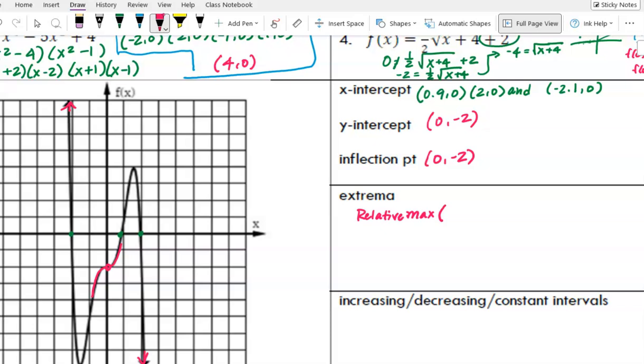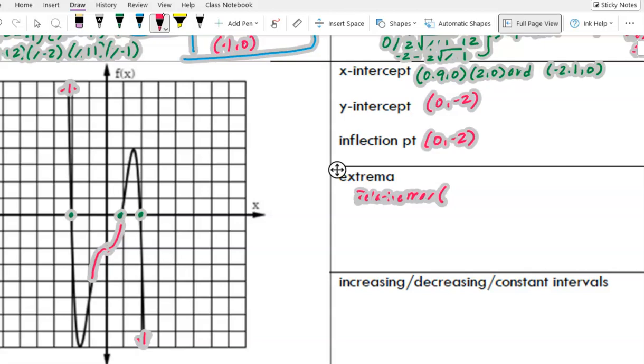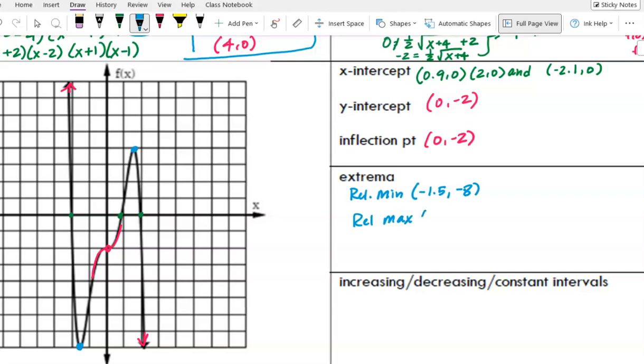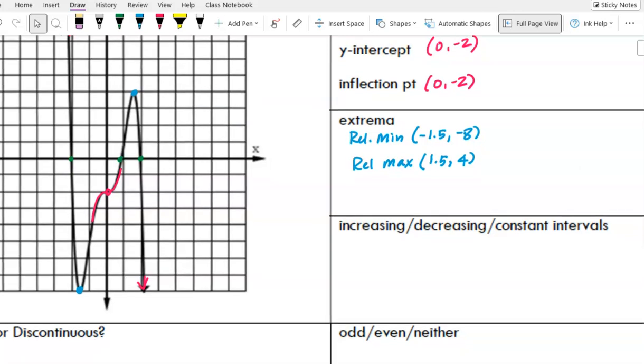We could say this point down here, let's put it in a different color, blue, over here. So rel min, we can say it's like negative 1.5, negative 8, and then rel max is going to be around 1.5, 4. Okay, increasing and decreasing intervals.